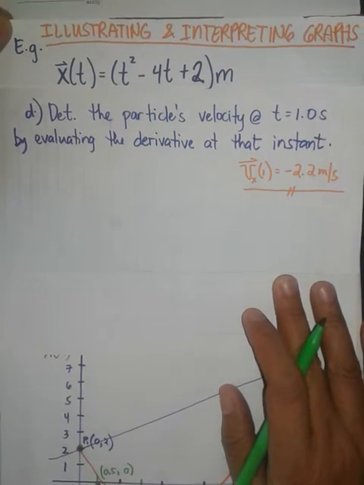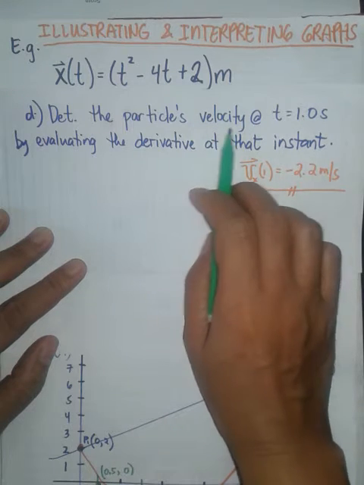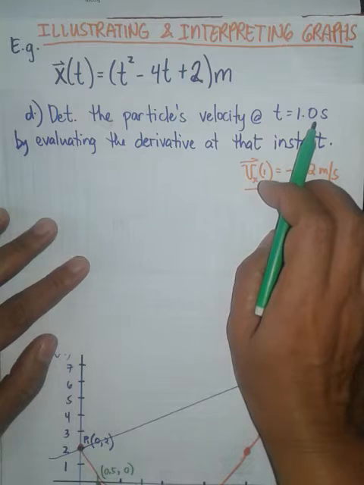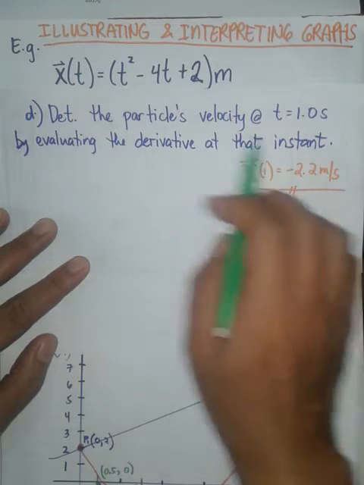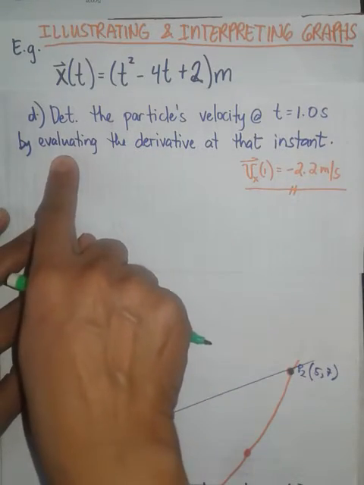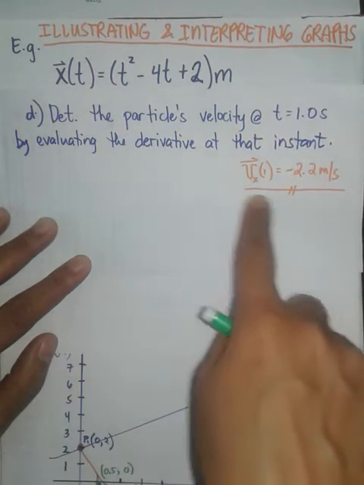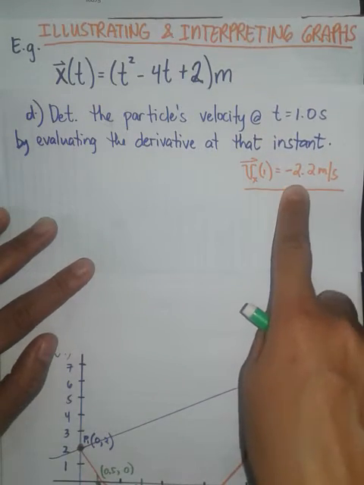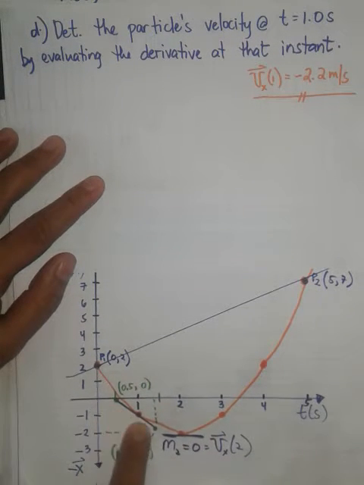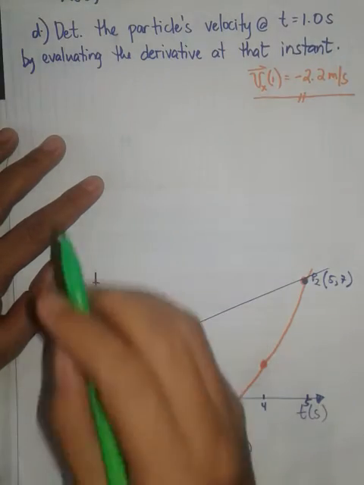Okay, for part D, we are to determine the particle's instantaneous velocity still at 1 second. But this time, we are asked to use the derivative of this position as a function of time. And then we are to compare our answer with the answer that we got in part C. So this was the slope of the tangent line. This one, let me show you. The slope of this tangent line, we calculated it as negative 2.2 meters per second.